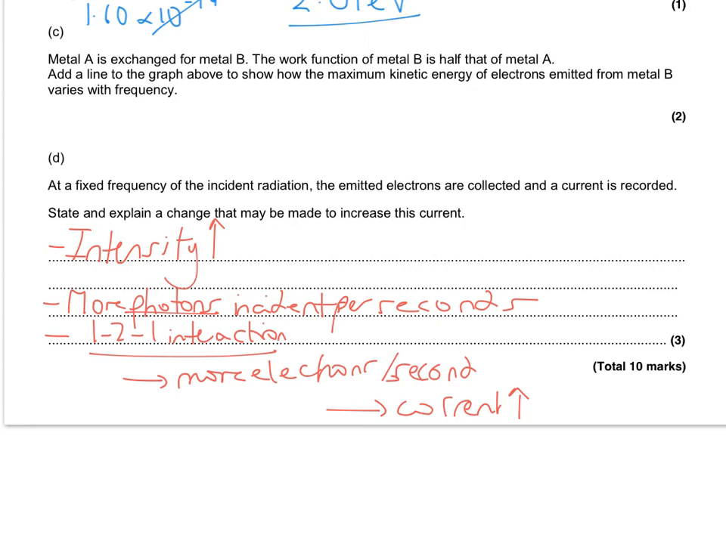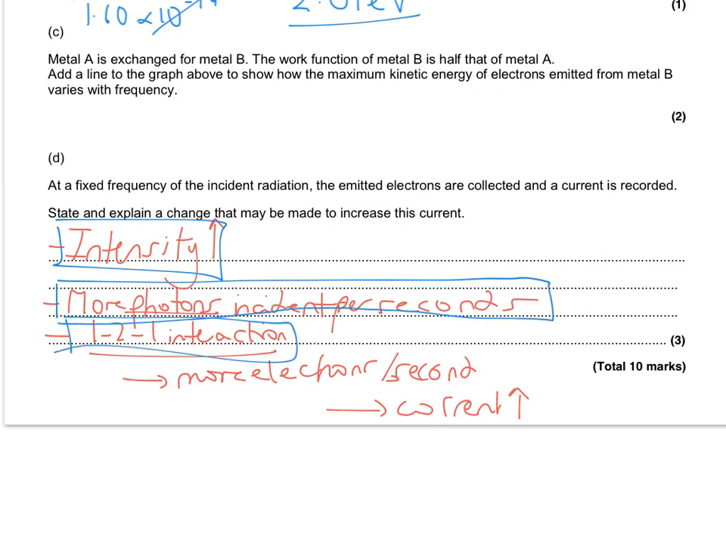So the stages that you're looking for, that's stage number 1, statement number 1, statement number 2, so what intensity is, and then lastly, the fact that one-to-one interaction means more photons gives you more electrons. That's the stages you need to be thinking through there, and that concludes question 3.